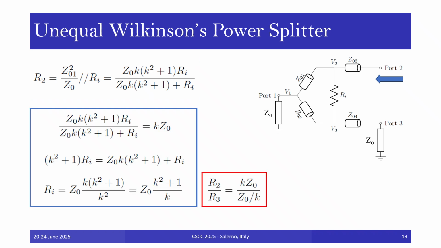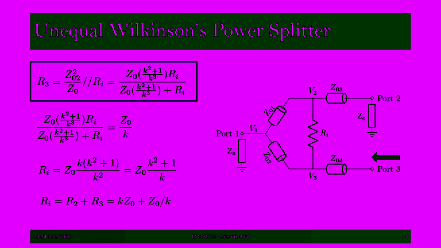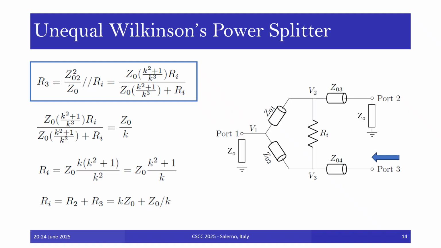By making Ri the subject of the formula and using the equation marked in red for R2, one obtains an equation for the isolation resistor Ri. The equation for Ri can also be obtained by considering that the power is fed into port 3 and terminating ports 1 and 2 with a load of Z0.